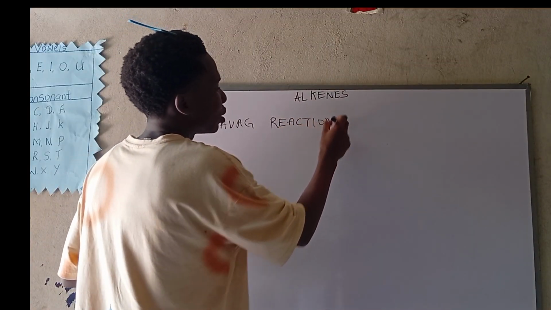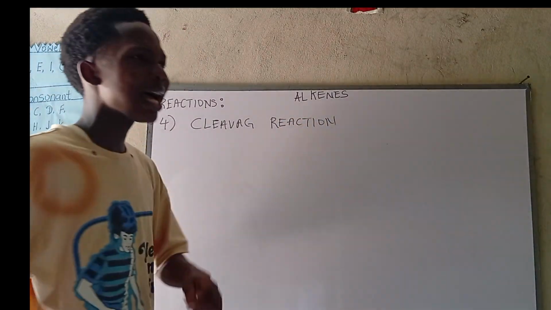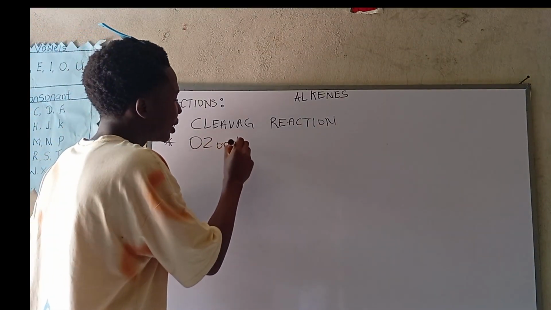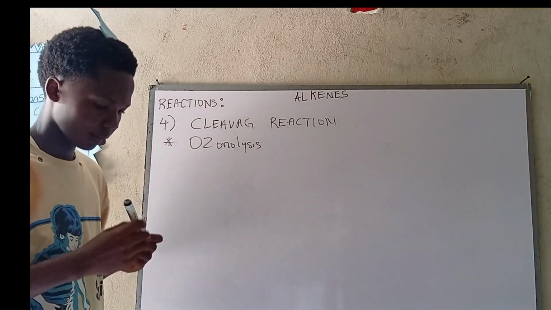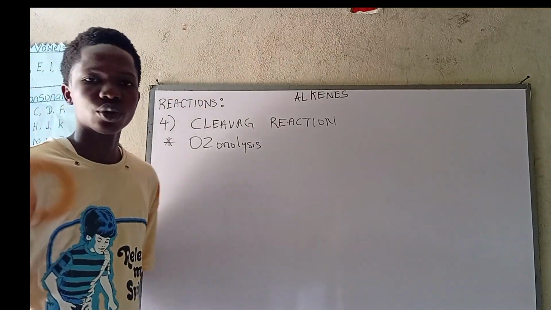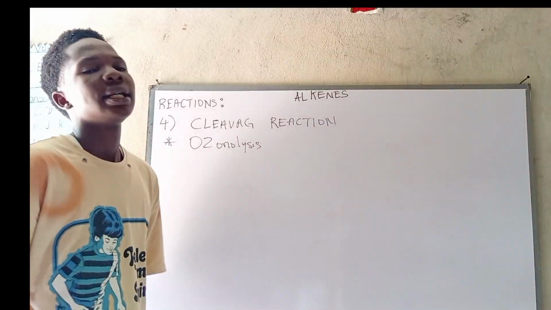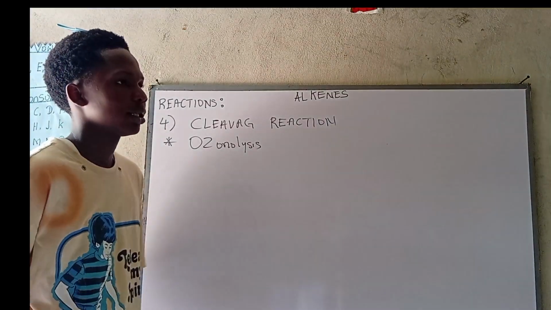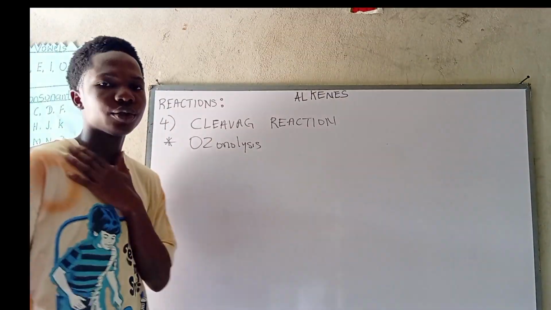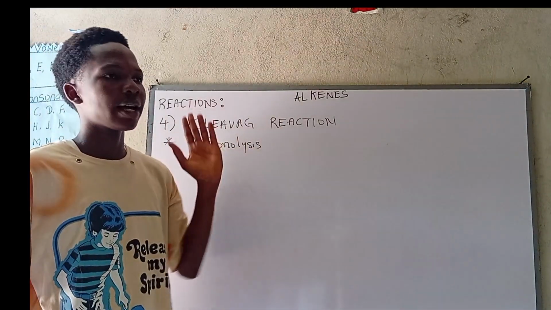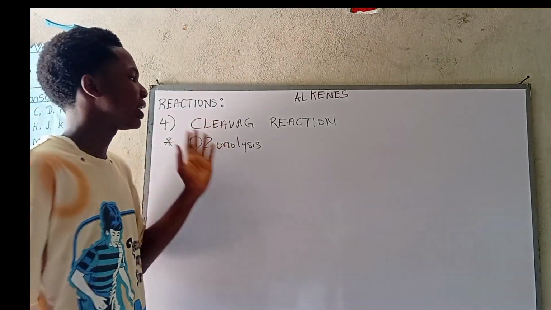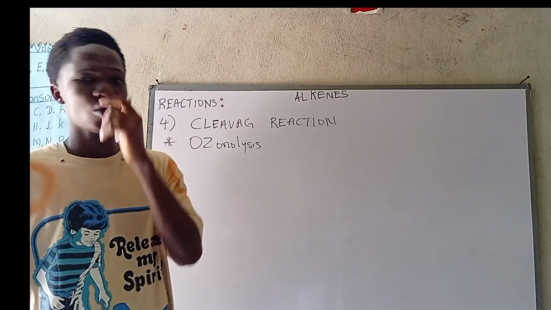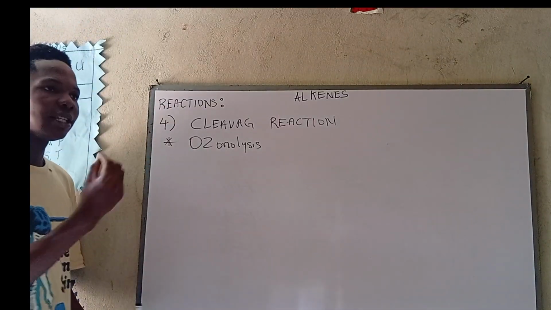Now it's the cleavage reaction, and under this cleavage reaction we are going to be looking at ozonolysis. Don't get confused. What do we mean by ozonolysis? It's very, very simple. I've always told you, looking at things like this, first of all you look at the similar things. We know we are talking about reactions of alkenes, which means it has to do with alkenes. And from the word ozonolysis, we already know it has to do with ozone.